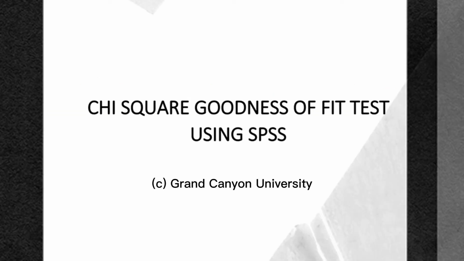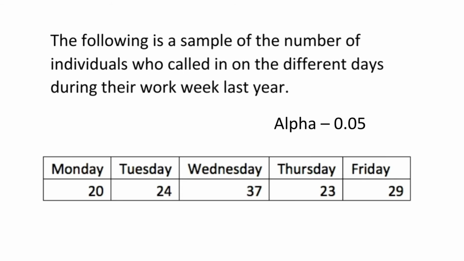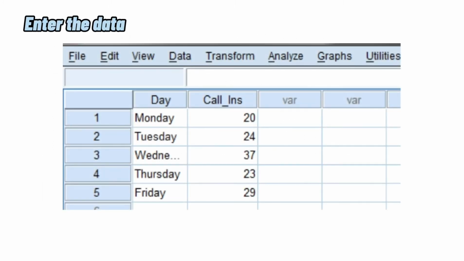In here, we are going to show you the procedures and interpretations of chi-square goodness of fit test using SPSS. The following is a sample of the number of individuals who called in on the different days during their work last year. The first step is to enter the data. We will be needing 2 columns, one for day and one for call-ins.